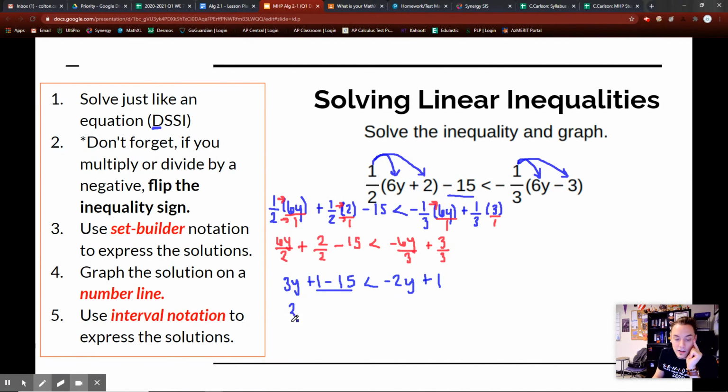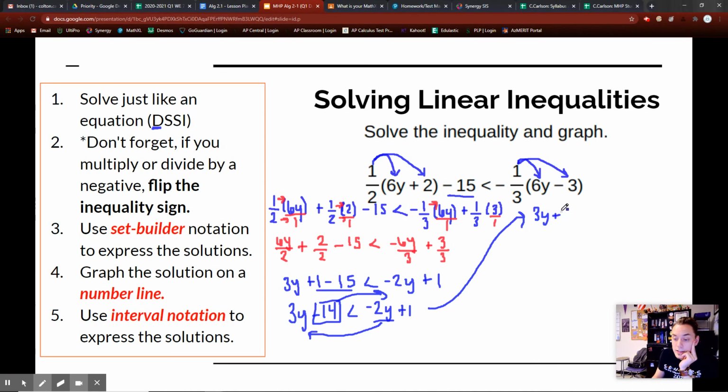I can combine that on the left side: 3y minus 14 is less than negative 2y plus 1. What can I combine? Well, I can take the 14 and move it over to the other side, and I can take this negative 2y and move it over to the other side. So I'll finish it over here. I hope that's okay. So what will I get? I will get 3y plus 2y.